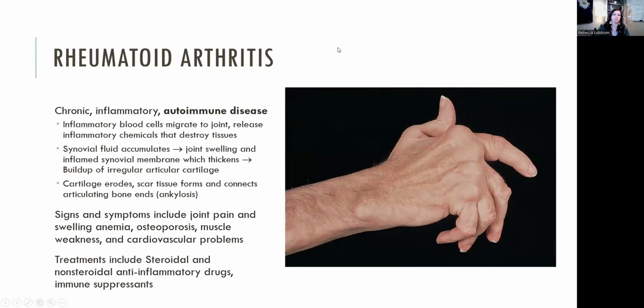Here is a picture of someone with rheumatoid arthritis. So rheumatoid arthritis is a chronic inflammatory autoimmune disease. Autoimmune meaning that the body's immune response is overreacting and starting to attack itself. And so those cells are attacking the joints in someone who has rheumatoid arthritis.